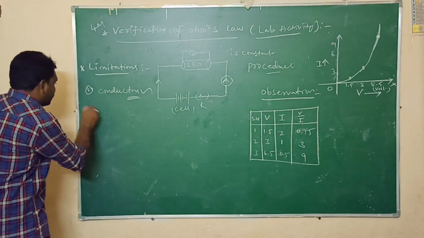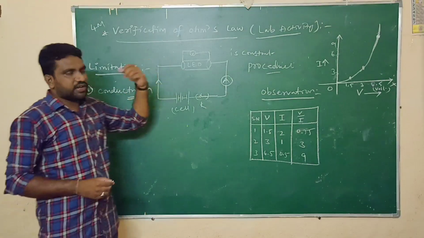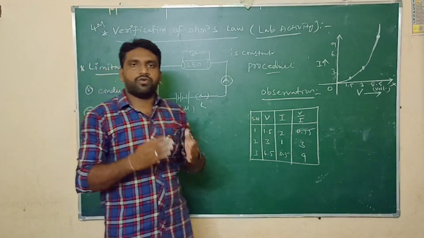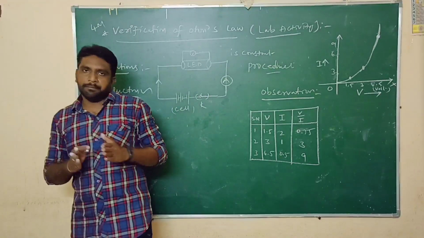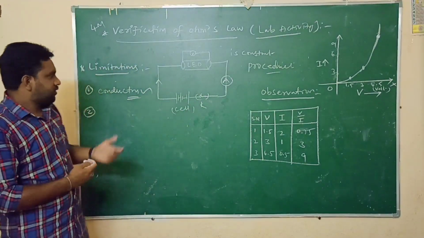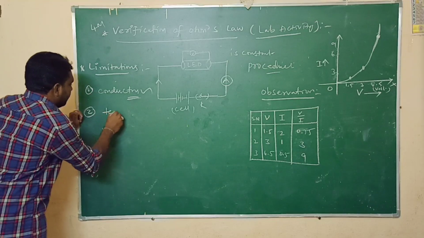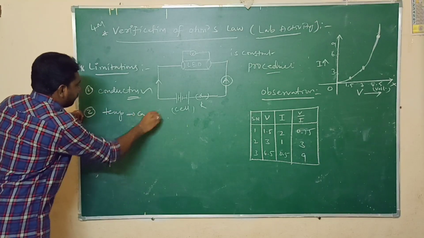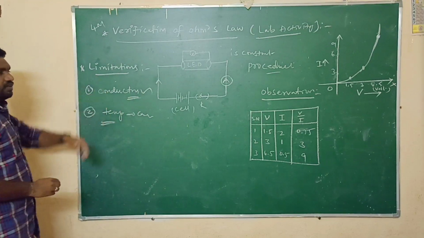And the second limitation is the temperature of the conductor, like an iron spoke. When we verify Ohm's law, the temperature of the conductor should remain constant throughout the experiment. So that is another limitation. Temperature should remain constant. So these are the two limitations of Ohm's law.